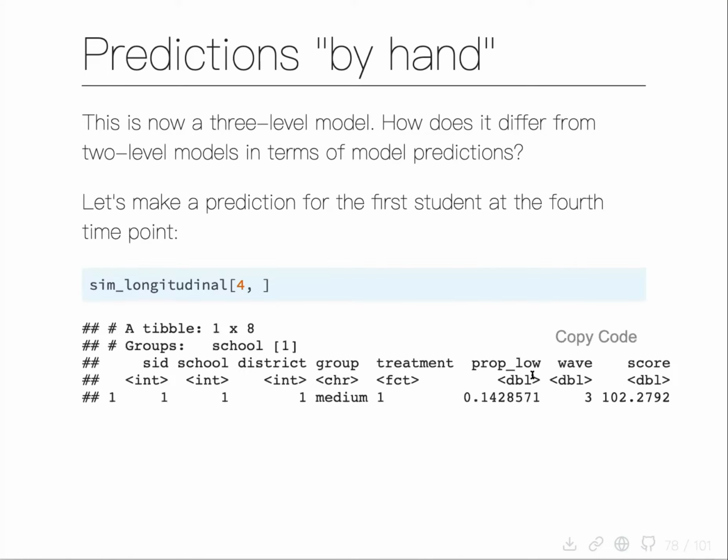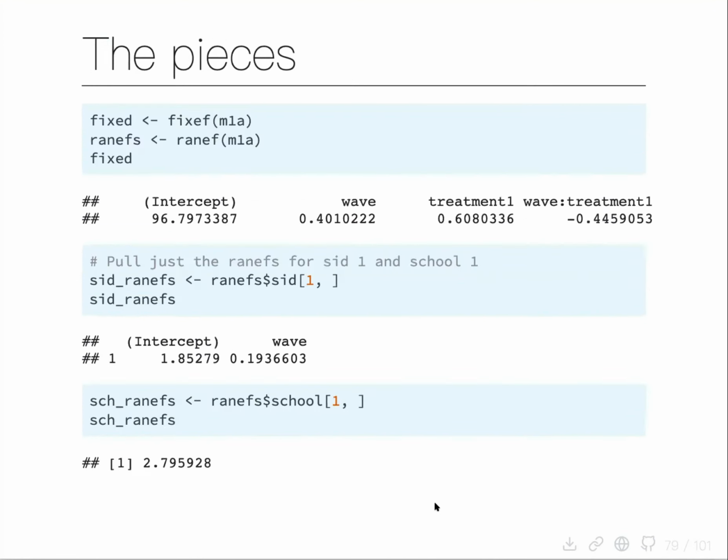Okay? So let's make a prediction for the first student at the fourth time point. I'm just doing one time point for one student, okay? So this is what their data look like. And I'm extracting the pieces a little bit differently this time, in part because it's more efficient, but also to show you a different way of getting at the same stuff. So I'm using fixef for M1A, that's giving me the fixed effects. And then I'm using ranef, which is the same thing as those rand underscore vals from the tidying.